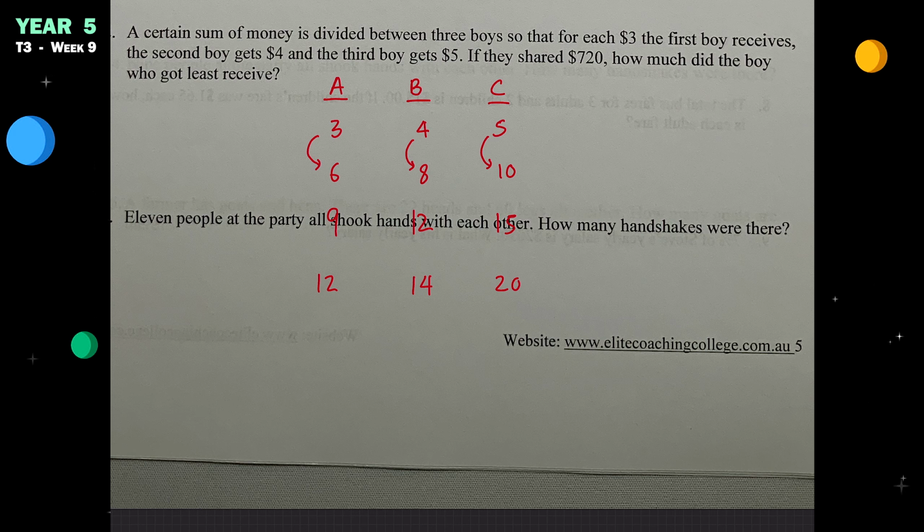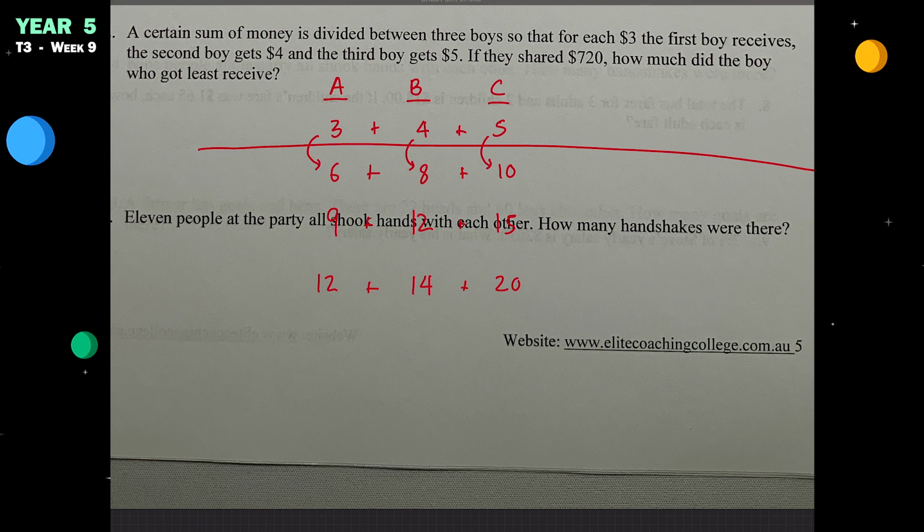Now, if we add their money together, right? Let's look at each individual row. Whoops, let's draw that again.